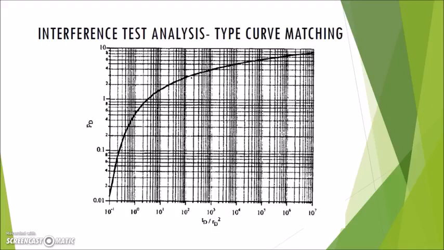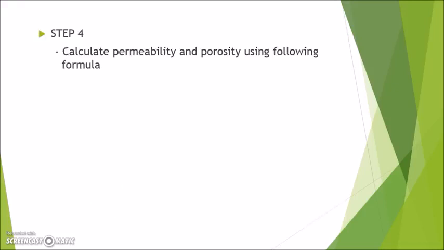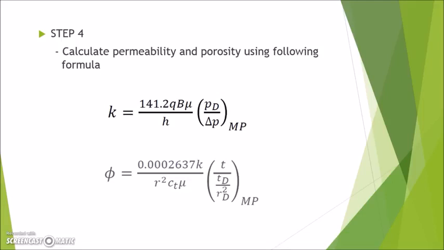After all the matching points are obtained, we can now proceed to step 4, which is calculating the permeability and porosity using the given formula. For permeability, the formula is as follows. After we calculate the value of permeability, we can proceed with the porosity calculation. And the formula is as follows.